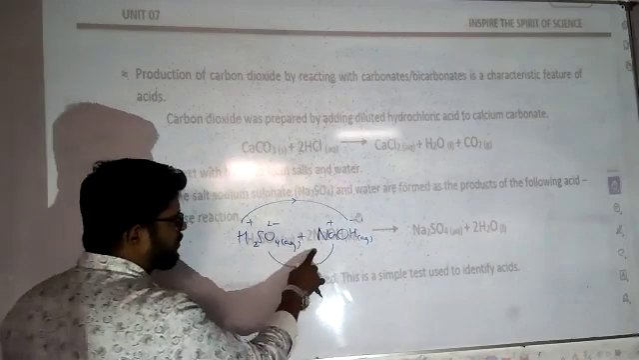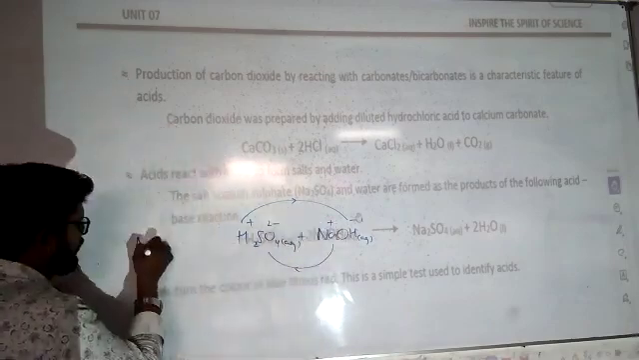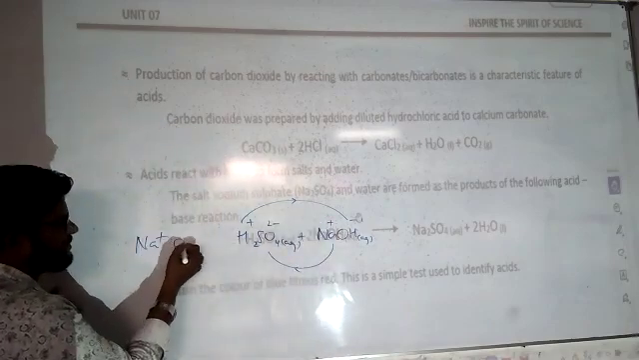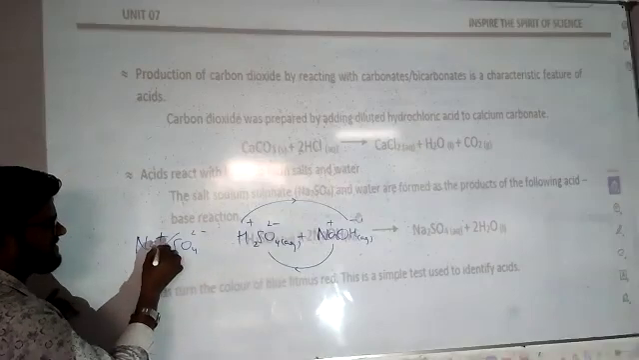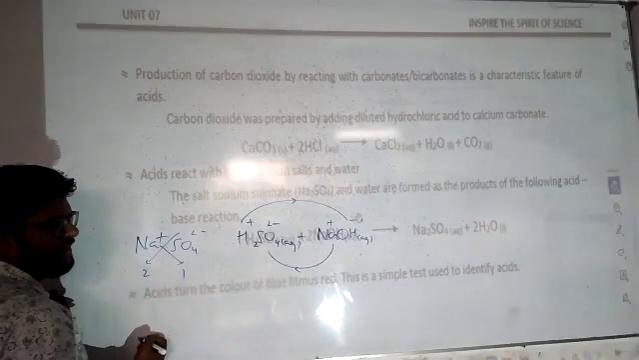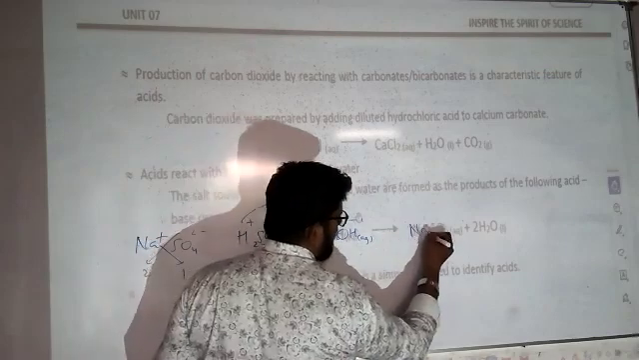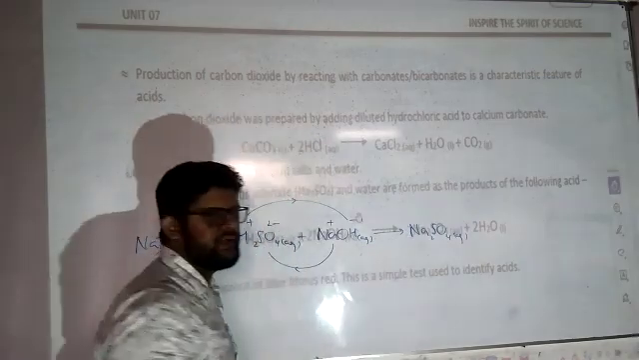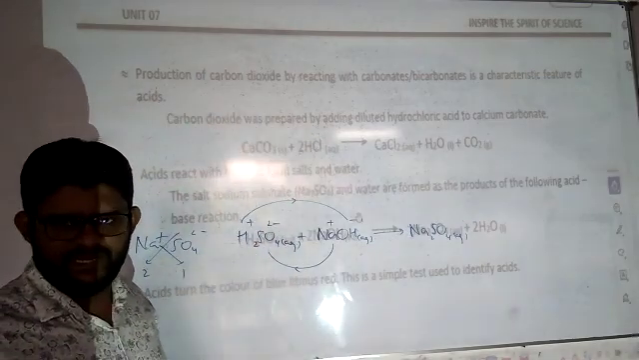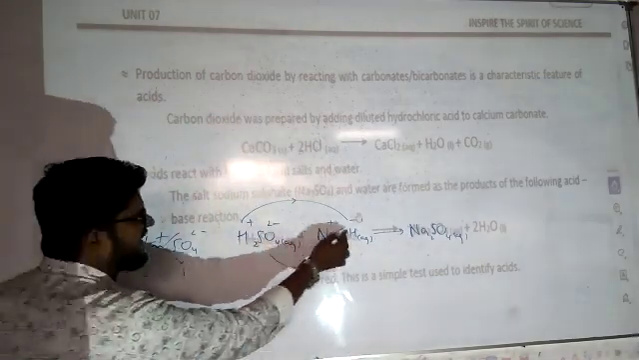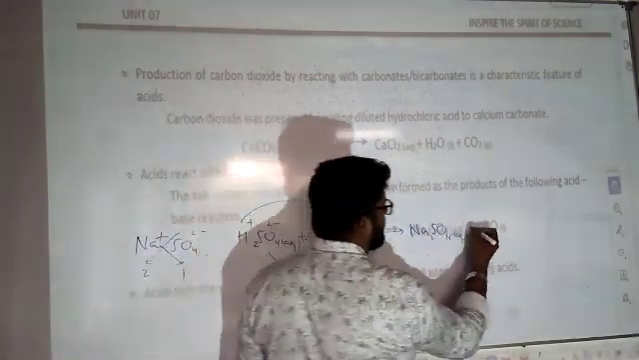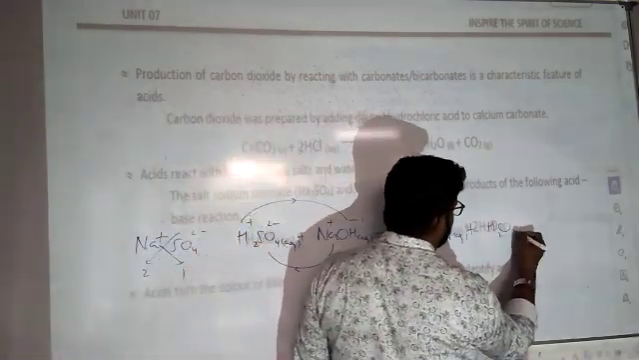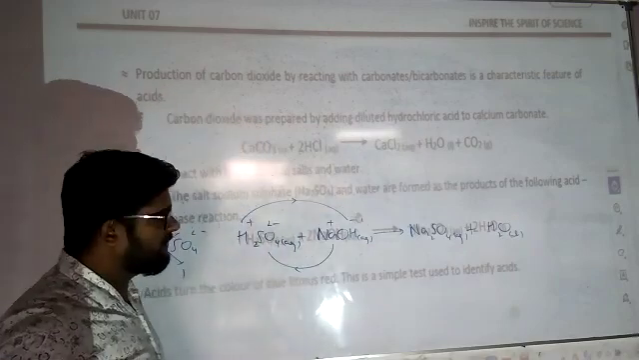So sodium plus, SO4 2 minus. Exchanging is 2 to 1. So it goes Na2SO4. Right? Na2SO4. And this H plus OH minus combined forms H2O. Now we have to balance it.